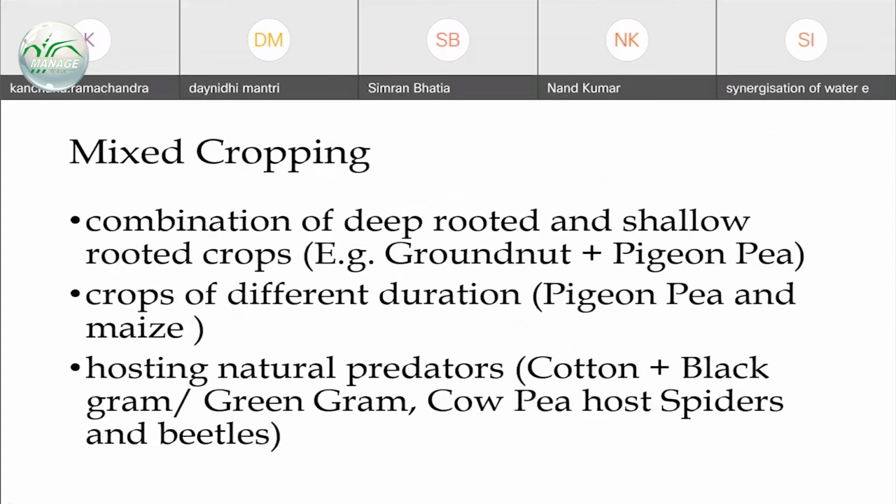Don't go with a sole crop. If it is groundnut, you go with pigeon pea. If it is cotton, then black gram. It's a practice in Maharashtra.